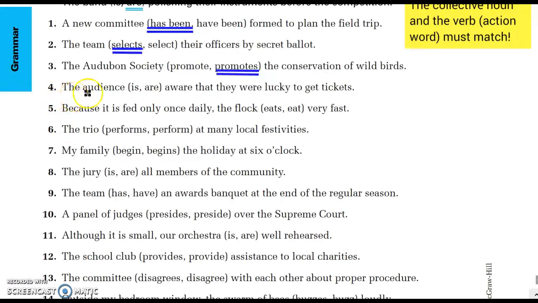4. The audience is or are aware that they were lucky to get tickets. It could be singular because it says the audience, but later in the sentence it also uses the word they to refer to the audience, telling me that it's plural. Because it's plural, I need to choose the plural form of the verb, which is are.